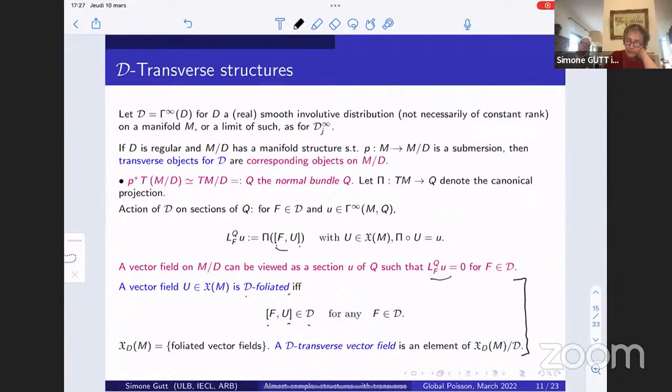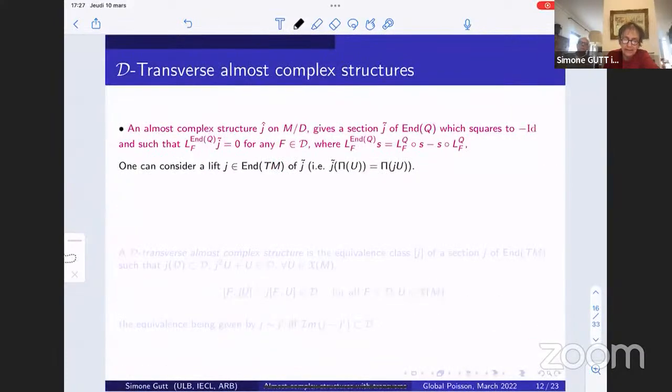And of course, those foliated vector fields, and then, as I said, a D transverse vector field, which would in the case where it's regular, when one has a manifold structure and P is a submersion, be a vector field on the space of leaves, can be defined in this much more general setting, just to have a smooth involutive distribution or a union such as D infinity. So that is for vector fields. It is well known in usual cases.